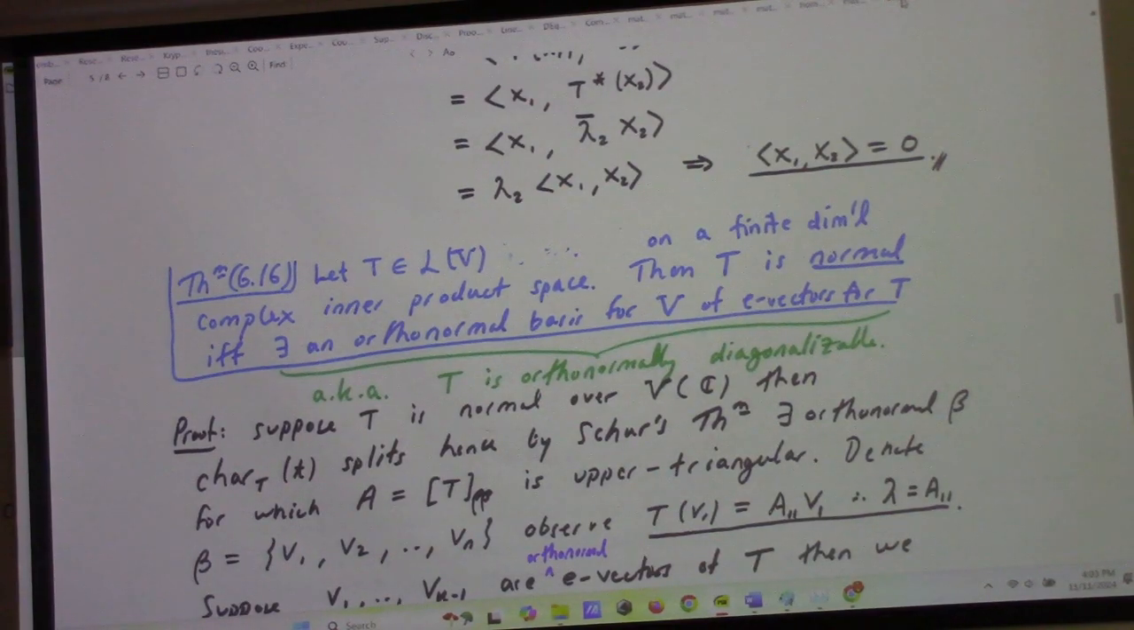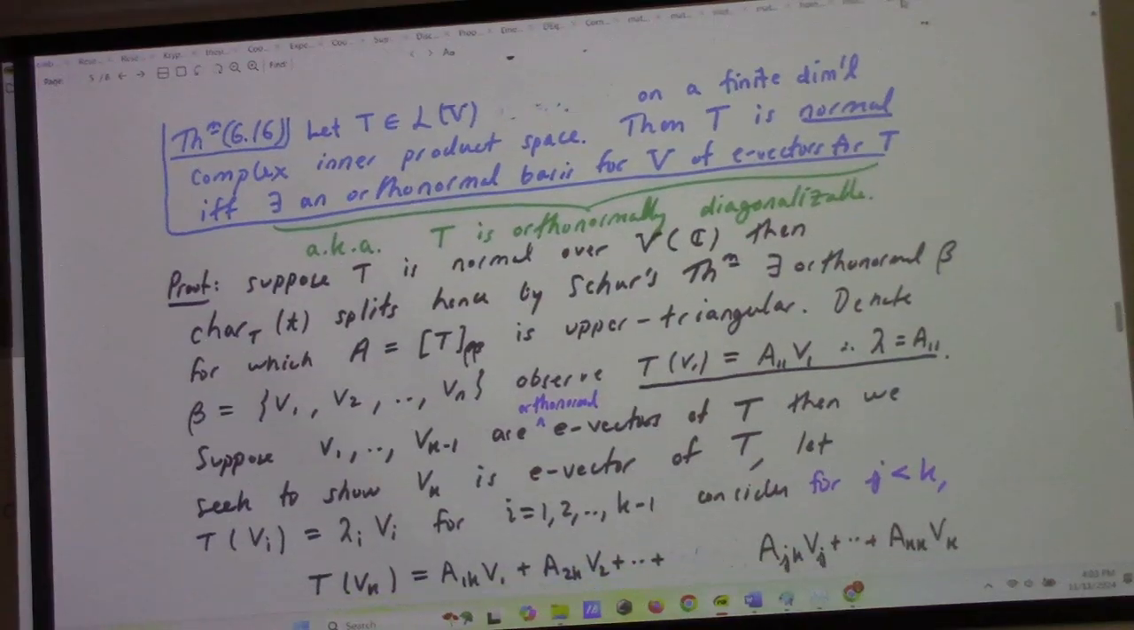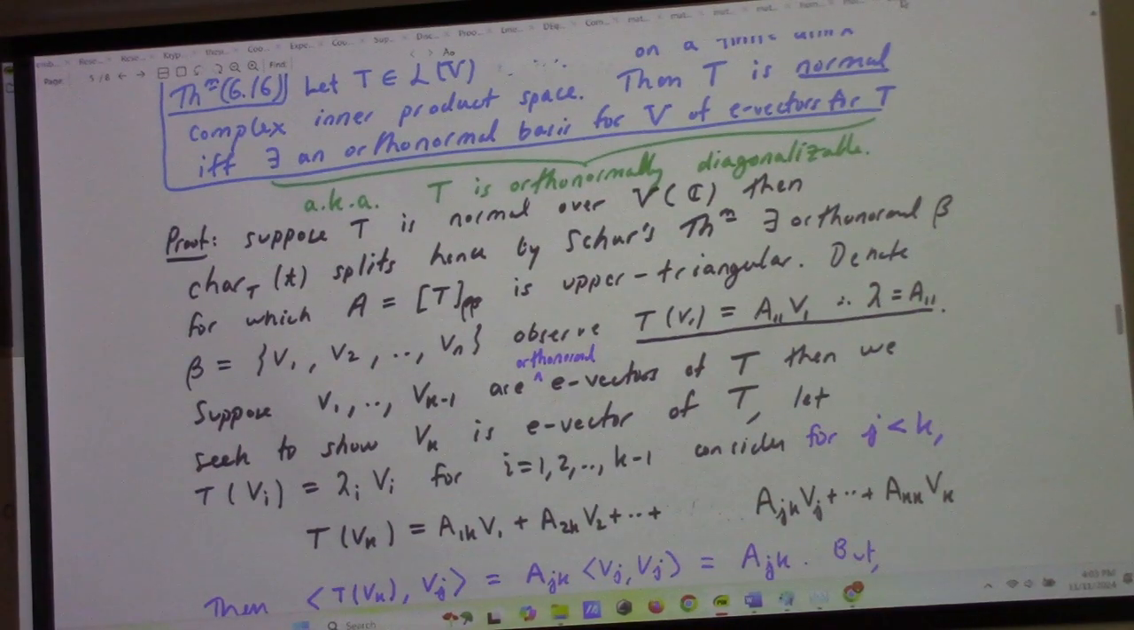This brings us to Theorem 6.16, one of the major theorems of this section, namely that if we have a linear transformation T on a finite dimensional complex inner product space V, then T is normal if and only if there exists an orthonormal basis for V of eigenvectors. The proof basically goes like this. You apply Schur's theorem. That gives you an orthonormal basis. Why can we apply Schur's theorem? Think about it. The characteristic equation is over the complexes, because we're in a complex inner product space. The fundamental theorem of algebra says that any polynomial splits over the complex numbers. So Schur's theorem applies. We have an orthonormal basis.